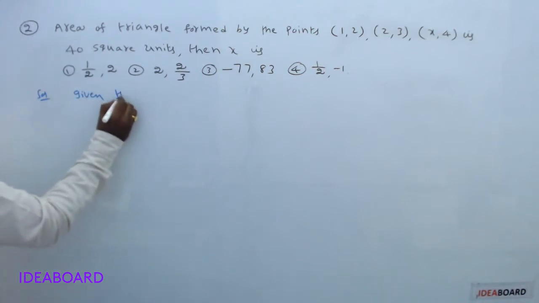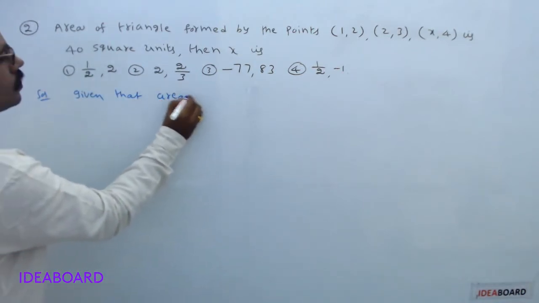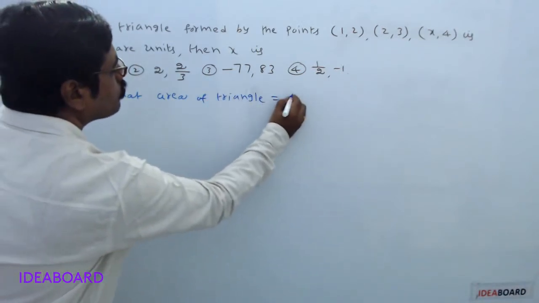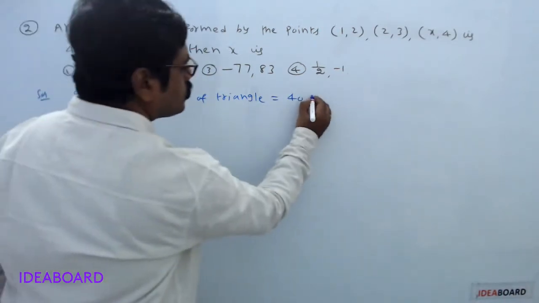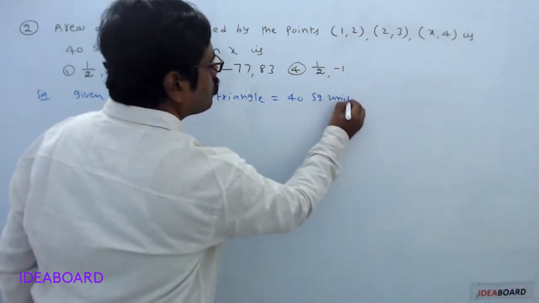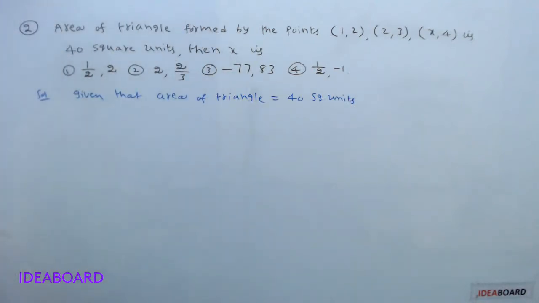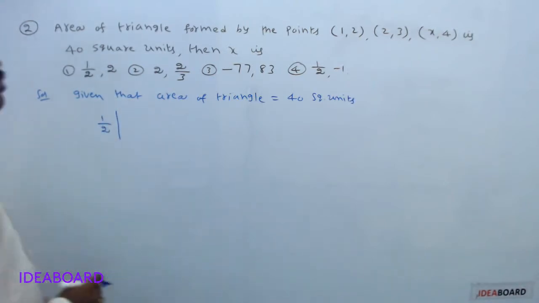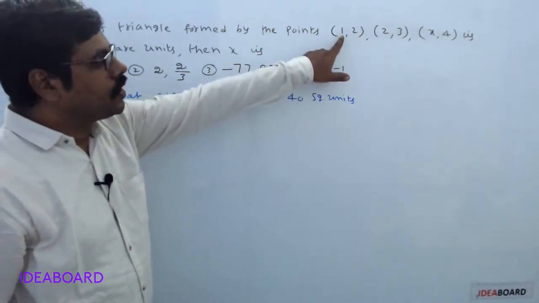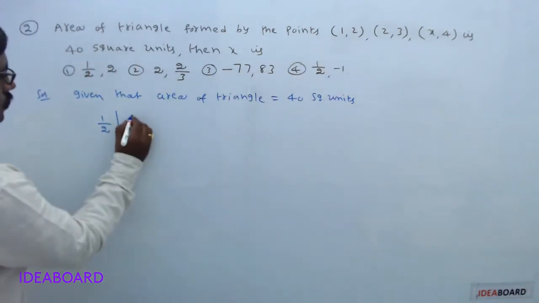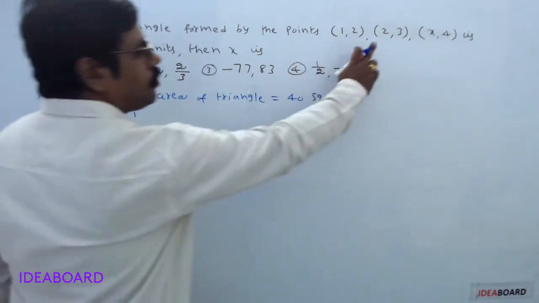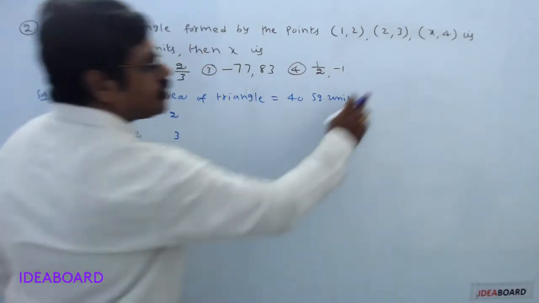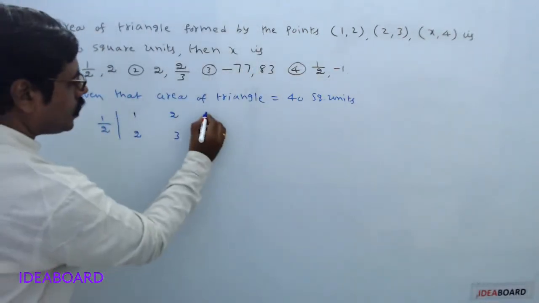So given that area of triangle equals 40 square units. So apply the formula for area of triangle. It is half modulus of first point coordinates. What are the first point coordinates? 1 comma 2. This is 1 2. Second point coordinates are 2 comma 3. It is 2 3. Third point coordinates are x comma 4.